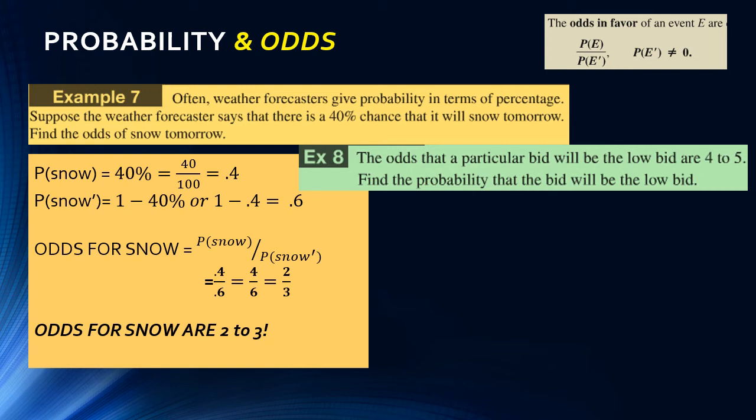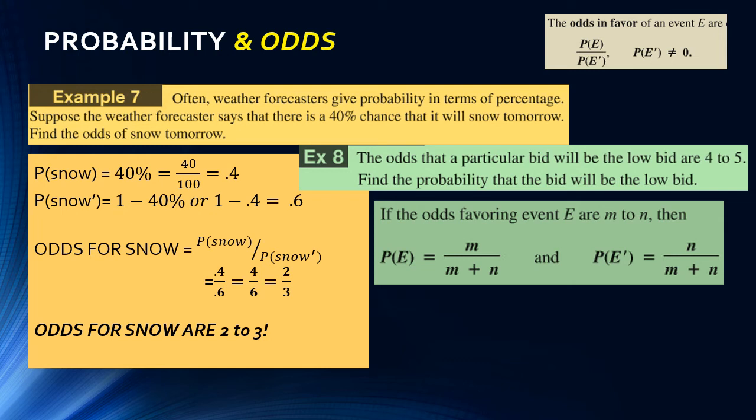The odds that a particular bid will be the low bid are 4 to 5. Find the probability that it will be the low bid. Here we're going in the other direction, so we need some new formulas, and here they are. If the odds for an event to happen are M to N, then the probability that the event will happen is M over M plus N.